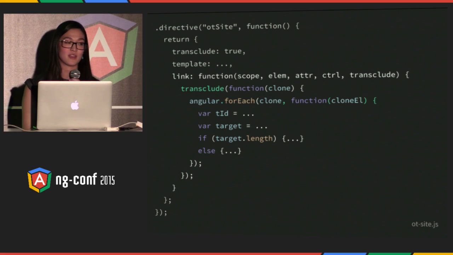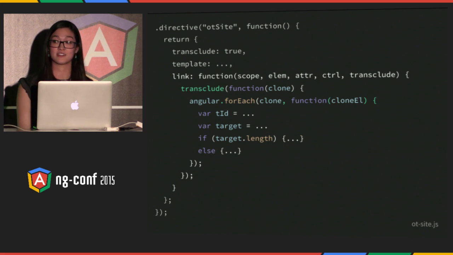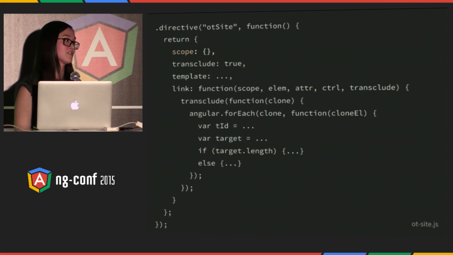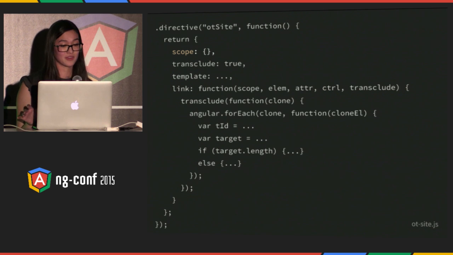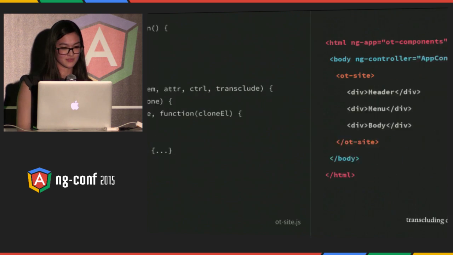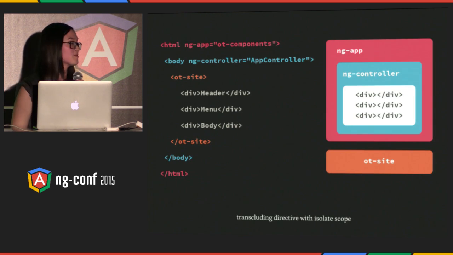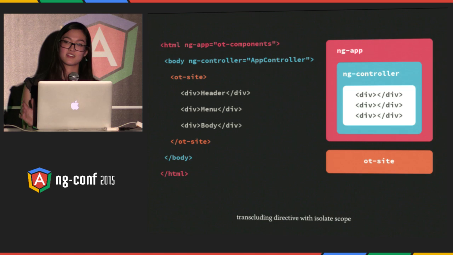The last thing we have to do to make this a viable component is to set the appropriate scope. The obvious choice for a reusable component is to use an isolate scope to keep it completely insulated from its environment. But how will this affect the user's template? How can you have a transcluding directive that also has isolate scope? If we take a look at this scope diagram here, we can see how this kind of works together.